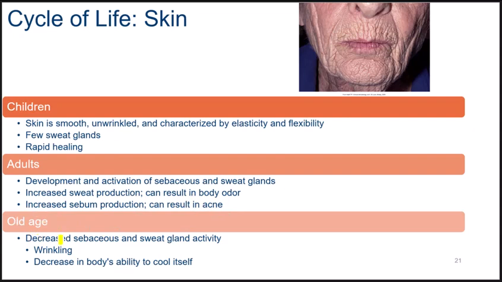And then with older age, there is a reduction in both sebaceous and sweat gland activity. And this changes the overall texture of the skin and can cause or be a contributor to wrinkling. And then also, because we're not able to sweat as much with age or as we get older, there's a decrease in the body's ability to cool itself and maintain homeostasis.